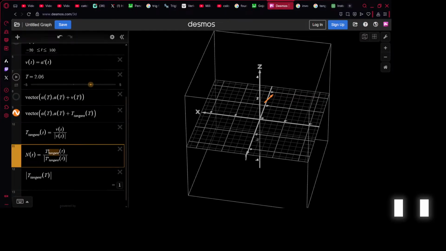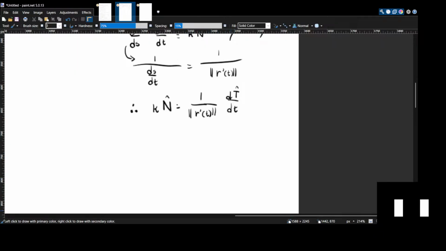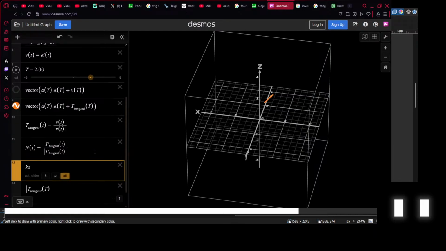Because don't forget that this differentiation means it differentiates with respect to t. Therefore, what we have here really is just this one divided by... I mean, it works, I guess. But it's not really the full picture. The full picture is we're going to have to change this. N here is correct. But then the next thing we have to do is find kappa.